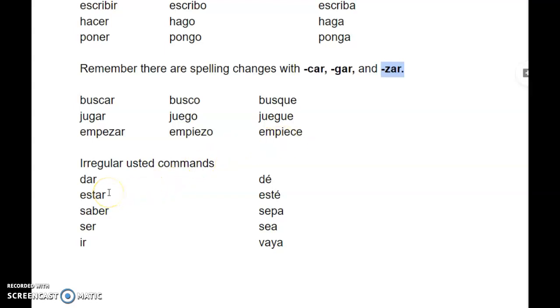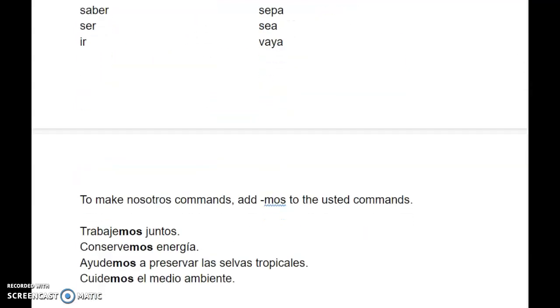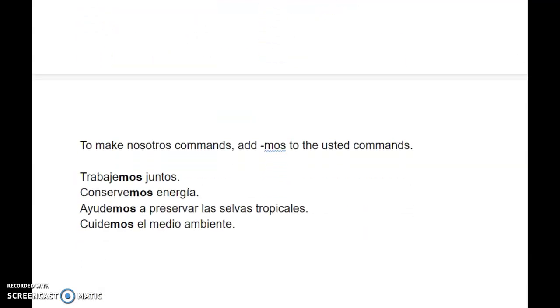Remember these irregular usted commands? Dar became de. Dar means to give, by the way, so this would be give. Estar, este. Saber, to know, sepa. Ser, to be, sea. And then ir, this was the weird one, right? Vaya. So those are really irregular usted commands. Hopefully that refreshed your memory of usted commands.